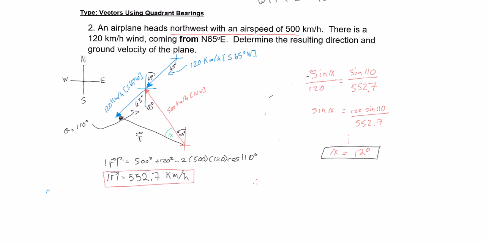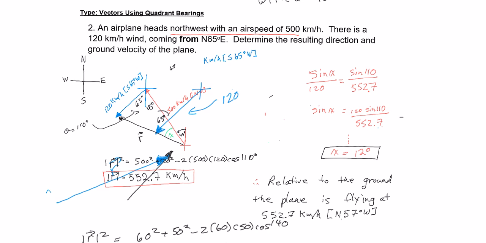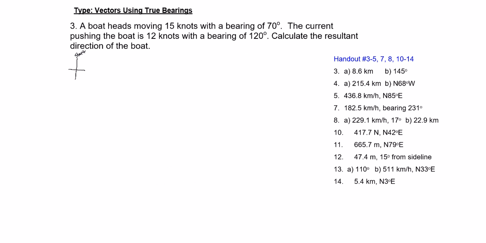And we're going to say, therefore, relative to the ground, the plane is just flying 552.7 kilometers an hour, north, 57 west. So when we deal with true bearings, this is our starting position from the north, and we sweep around. So from here to here is 0 to 90, here to here is 90 to 180, here to here is 180 to 270, and here to here is 270 to 360. So let's begin our problem.